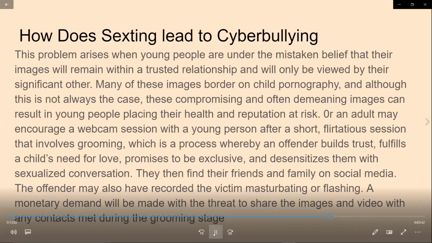How does sexting lead to cyberbullying? This problem arises when young people are under the mistaken belief that their images will remain within a trusted relationship and will only be viewed by their significant other. Many of these images border on child pornography, and although this is not always the case, these compromising and often demeaning images can result in a young person placing their health and reputation at risk.